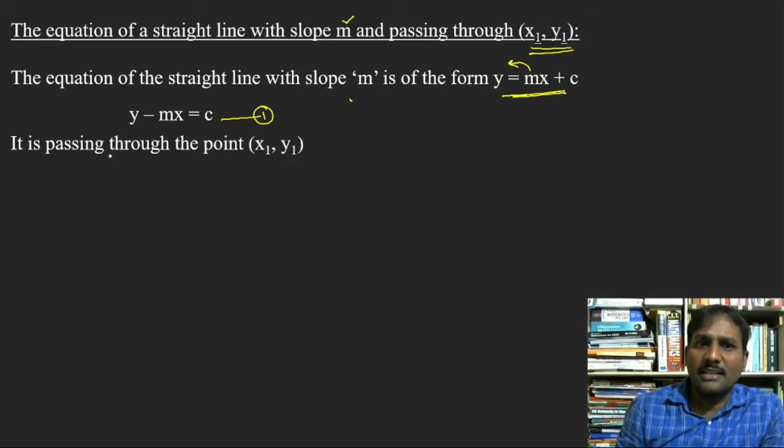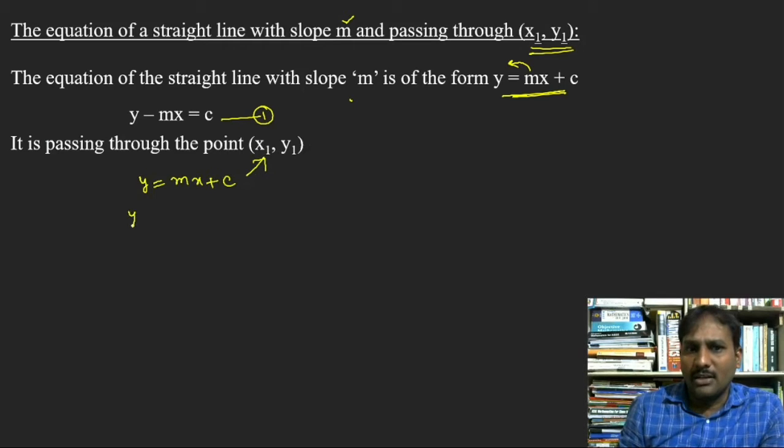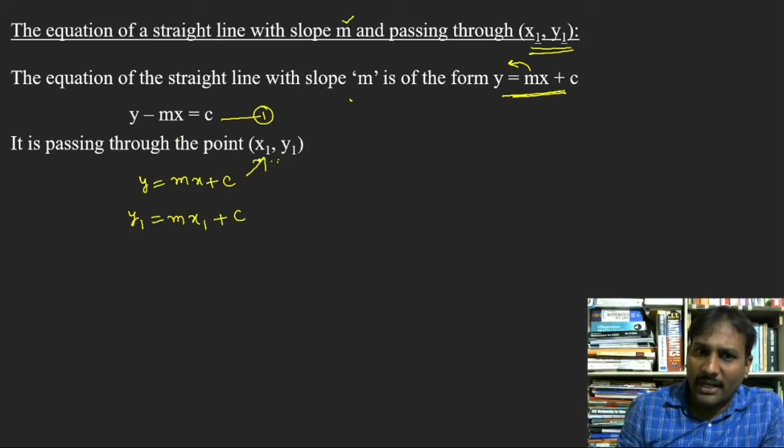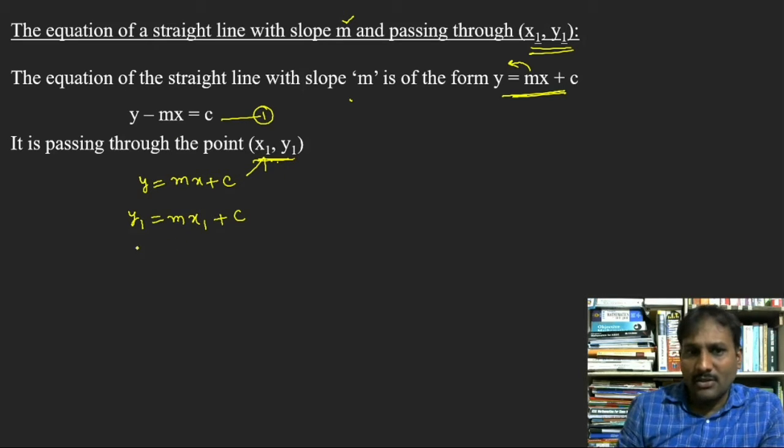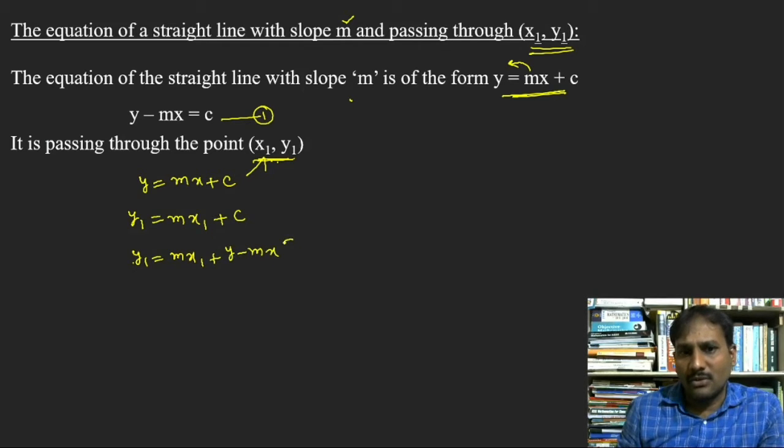Now it is passing through the point x1 comma y1. Which line? This y is equal to mx plus c is passing through x1 comma y1. So can I write it as y1 is equal to m into x1 plus c. When this line is passing through this point, it satisfies the given equation. So y1 is equal to mx1 plus, what is the c value from equation 1? It is y minus mx. So this is from equation 1.